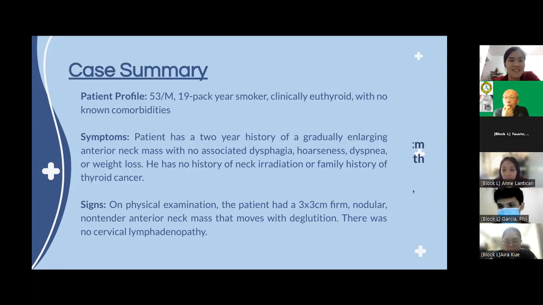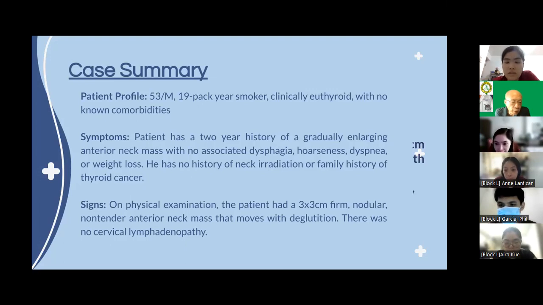Sir, question po. Where can we find po the classification, the subclassification po of the multinodular non-toxic goiters? Reference po. We can't seem to find it po in our references.